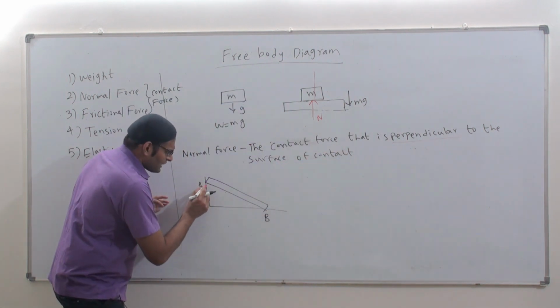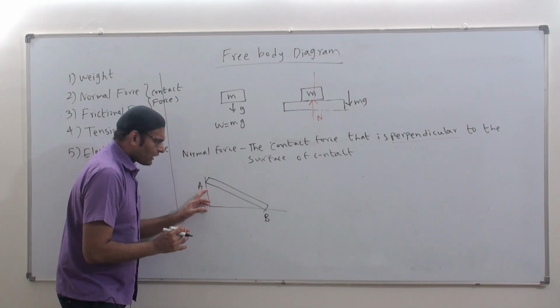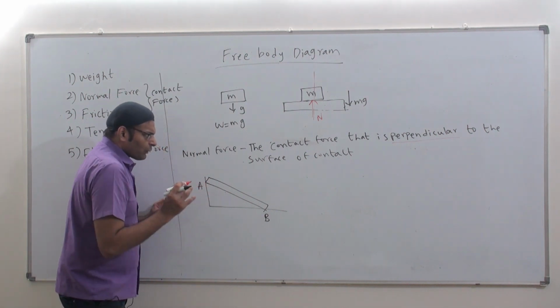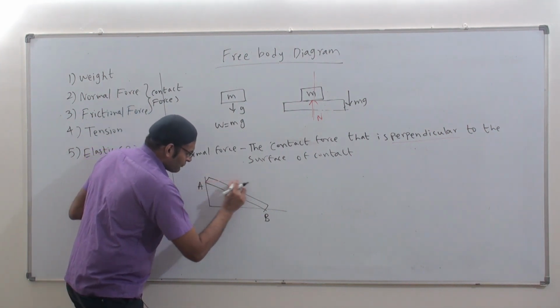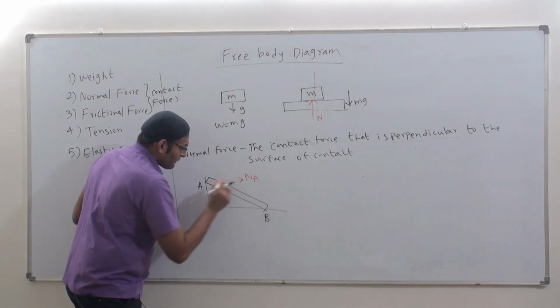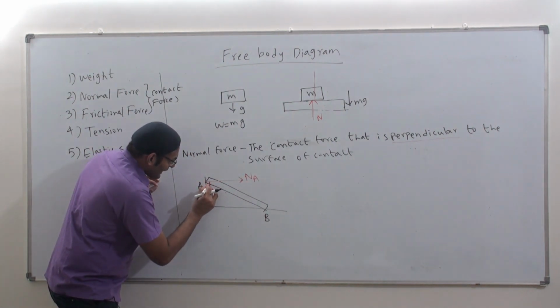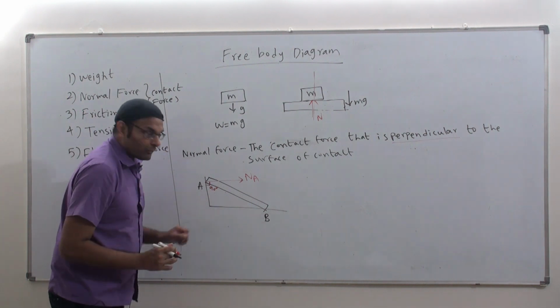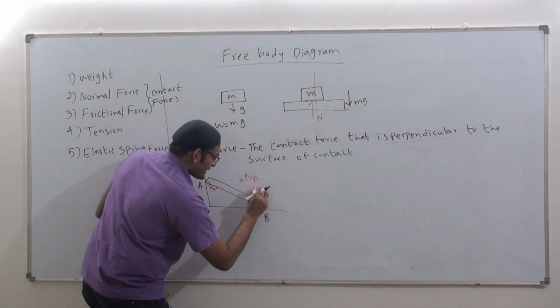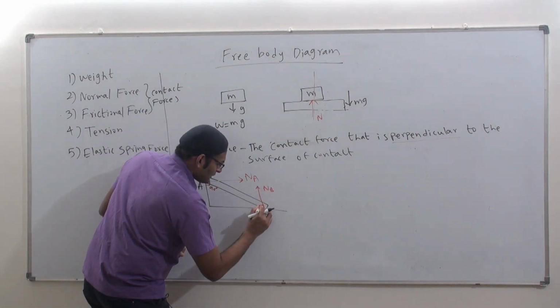Now here you see I have a ladder, I have placed it on a wall. Now this is the point A. What would be the normal force here? It would be in this direction. Why am I writing this direction? You can see this is 90 degrees. And what would be the normal force here? It would be in this direction, NB, that is 90 degrees.